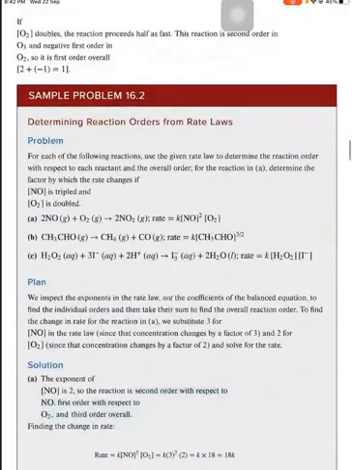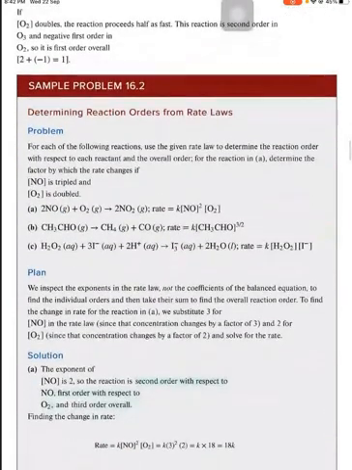Yes, okay. So if you look at 16.2, dia kata for each of the following reaction, use the given rate law to determine the reaction order with respect to each reactant and the overall order. And then on top of that, dia ada bagi satu tambahan instruction for A. Dia kata determine the factor by which the rate changes if concentration of NO is triple and O2 is double.